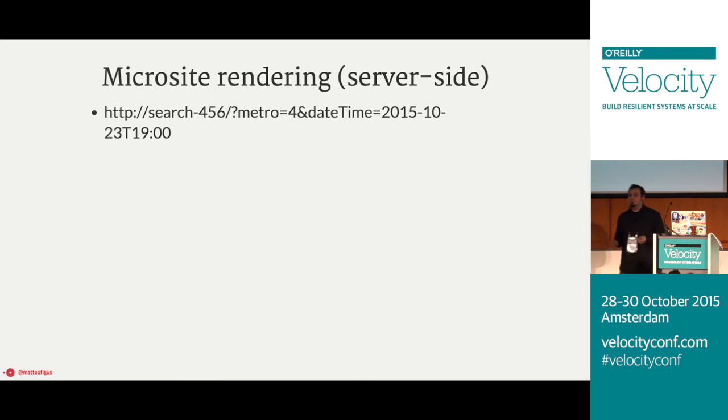We created a service for sharing the common parts. So this is an example of a request that can come to a search microsite. It has some information like, give me the tables for this city at this time. So the microsite is going to do its stuff. It's probably going to go to services. It's going to try to make a search.